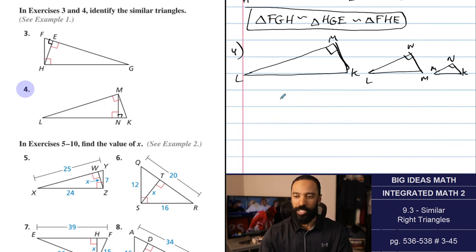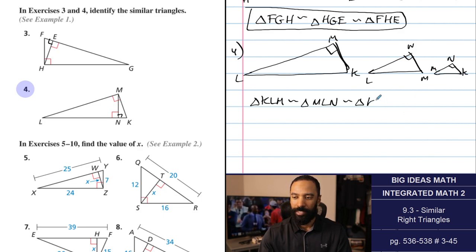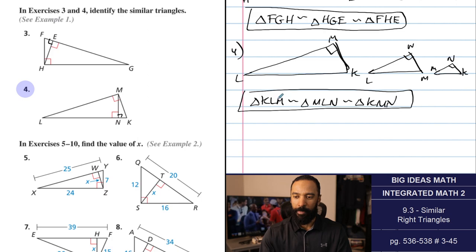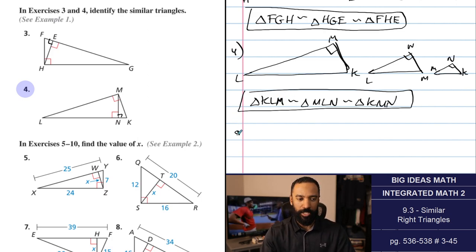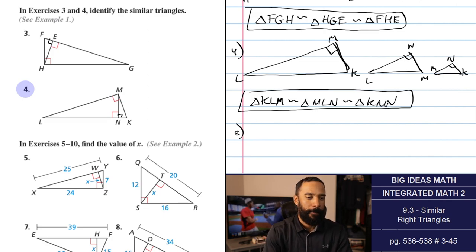So this triangle similarity statement could be triangle KLM, here we'll find MLN, and here we'll have triangle KMN. So look at which order I did that. I just chose alphabetically, but then everything corresponded. Once they're drawn the same way, you correspond things just based on order like that. And that's numbers 3 and 4.